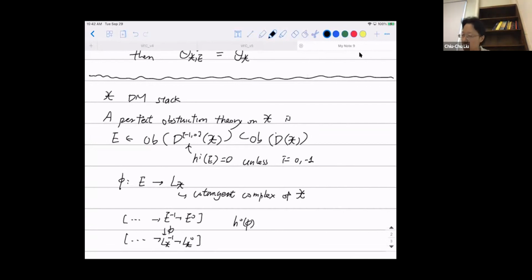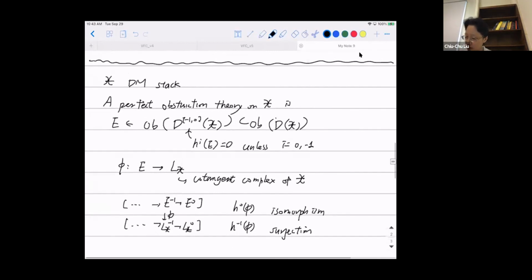So we require that H0 is an isomorphism and H^{-1}, sorry, phi is a surjection.